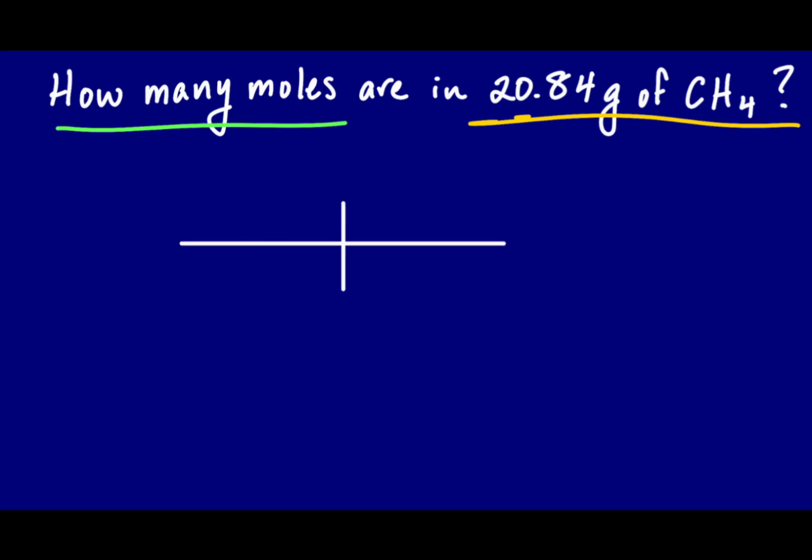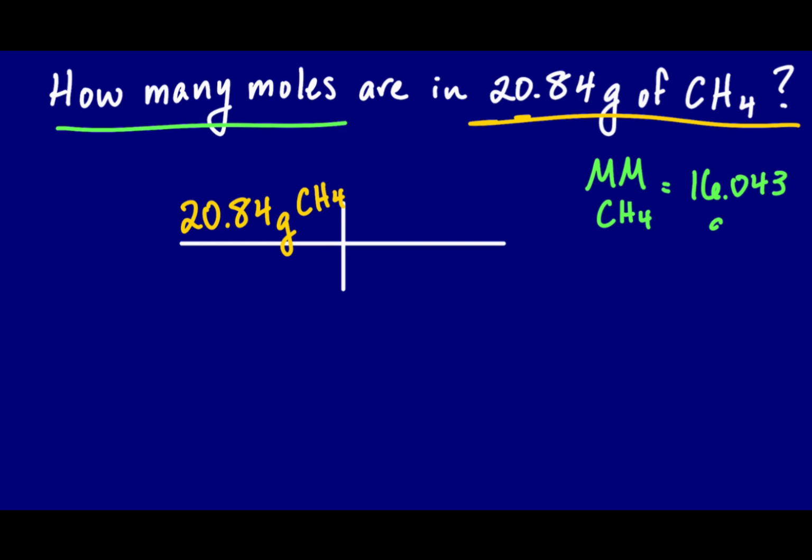So let's put our given value in our numerator first. And then let's find out what our molar mass is going to be. So using our periodic table, we look at the atomic mass of carbon and then the atomic mass of 4 hydrogens. We add all of those together, and then that is going to be our molar mass. So our molar mass here is going to be 16.043 grams per mole.